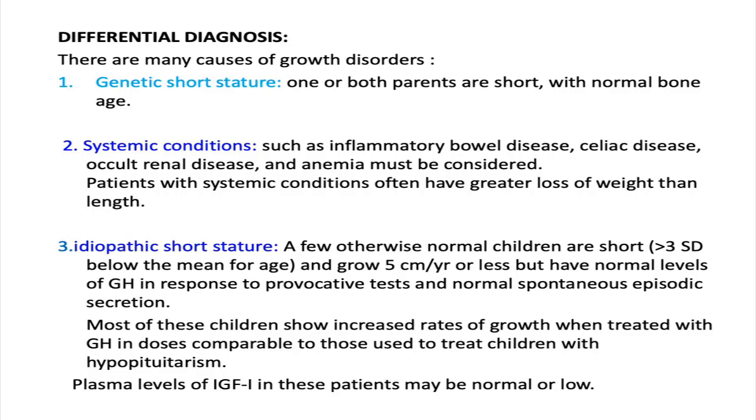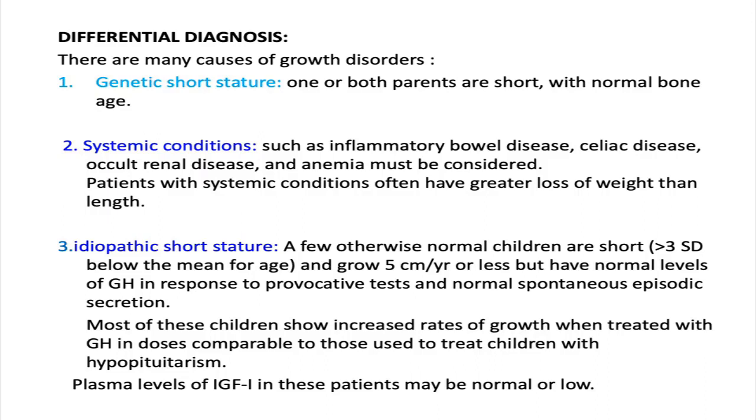Regarding the differential diagnosis, there are many causes of growth disorders. Growth hormone deficiency is not the common cause of short stature in the community. The commonest cause is genetic short stature, in which one or both parents are short. When we calculate the midparental height, the height of the baby will be within the midparental height. In addition, there is a normal bone age. There is no delay in the bone age.